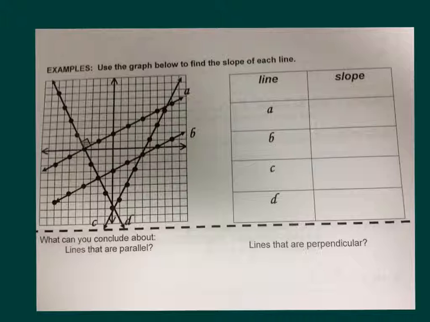So let's find the slope of line A. Line A is this line right here. What we need to do is pick 2 points and count rise over run. I'm going to pick this point and this point. It goes up 1 and over 2. So our slope is 1/2. Now I need to find line B, which is right here. Goes up 1 and over 2. So again, my slope is 1/2, 1 over 2.